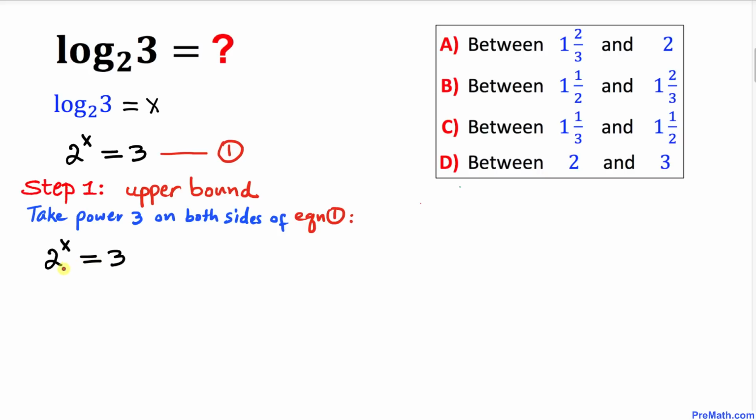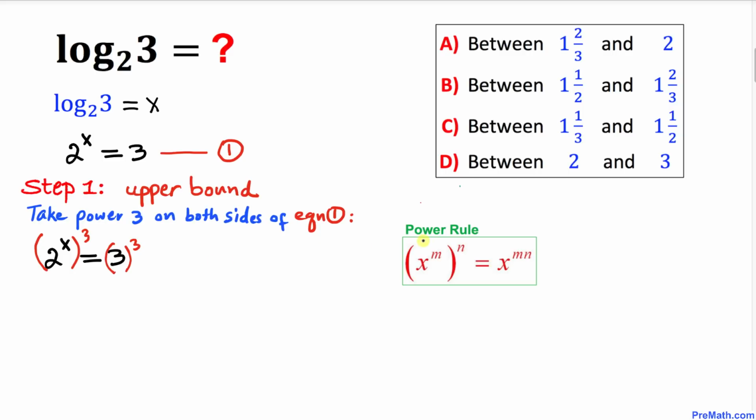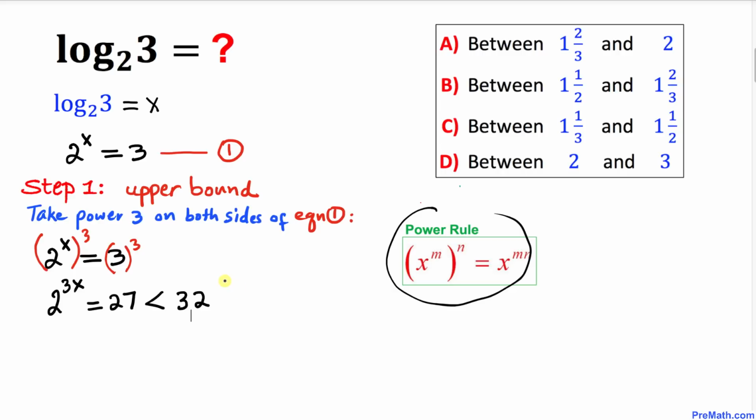And here's our equation number 1, 2 power x equal to 3. Let me go ahead and take power 3 on both sides. And now we can use this power rule to take care of these 2 exponents. So this could be written as 2 power 3x equals 3 power 3, which is 27. And we know that 27 is less than 32. And 32 could be written as 2 power 5 in terms of exponents.